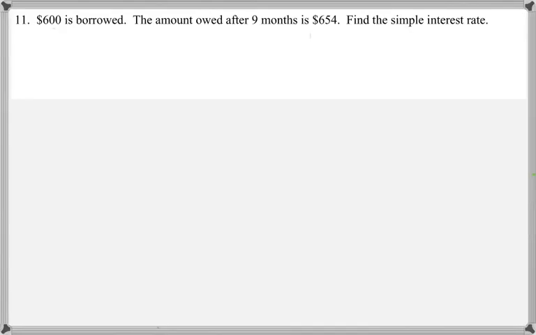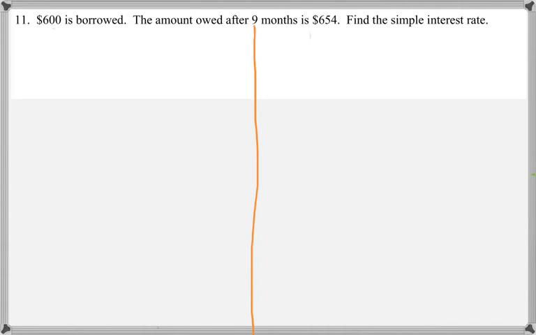Number 11 says $600 is borrowed. The amount owed after 9 months is $654. Find the simple interest rate. Now, there's actually two different ways to do this, and I want to show both ways.